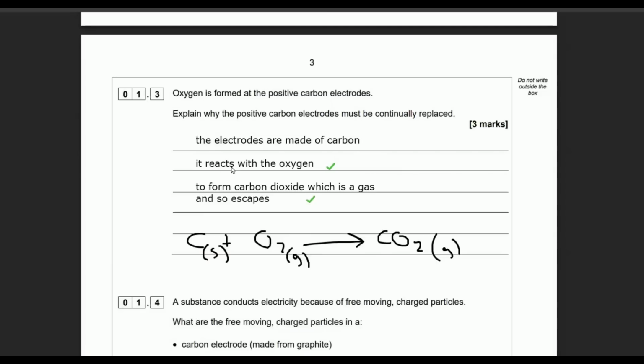And so your marks are for reacts with oxygen, forms carbon dioxide, and then the third mark is carbon dioxide is a gas. Look, I'll put 4 ticks because I'm a wally. All right, let's move on.